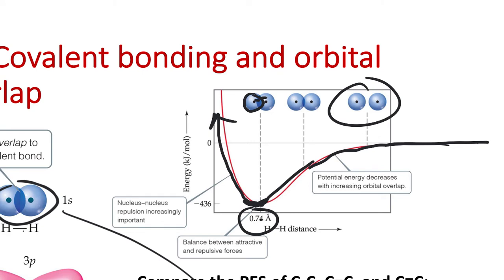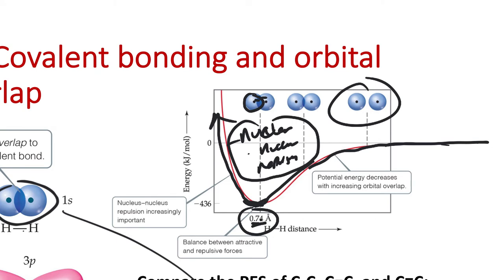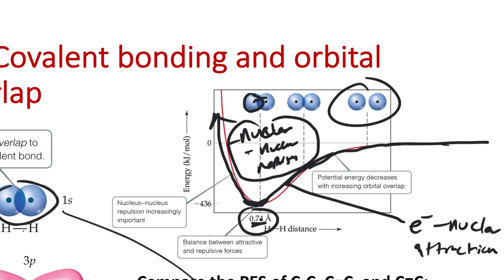If we keep compressing the bond past the ideal bond length, we get nuclear-nuclear repulsions. So that leads to the increase in energy there. That's just the nuclei of the atoms repelling each other. The reason we get the drop in energy is because of the electron-nuclear attraction. The electrons in the bond are being mutually attracted to both nuclei, and so the electrons are pulling the nuclei together.